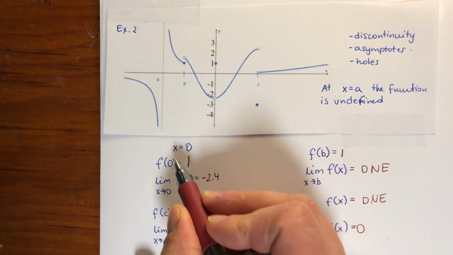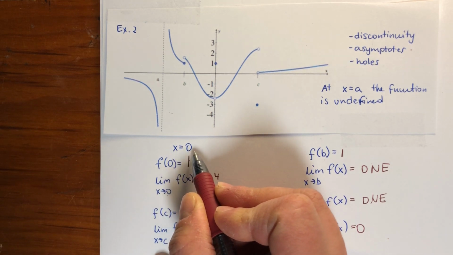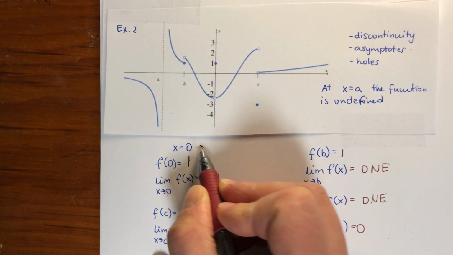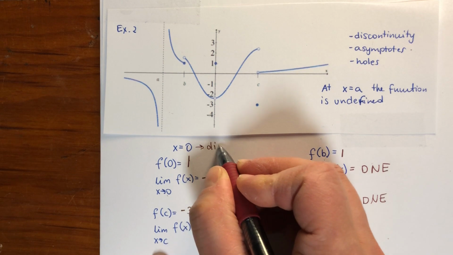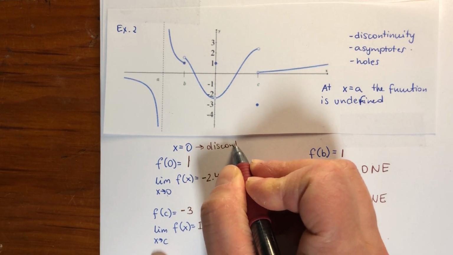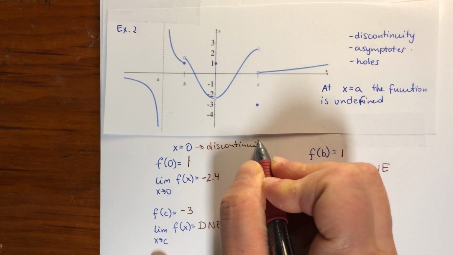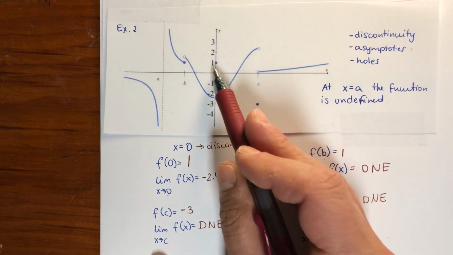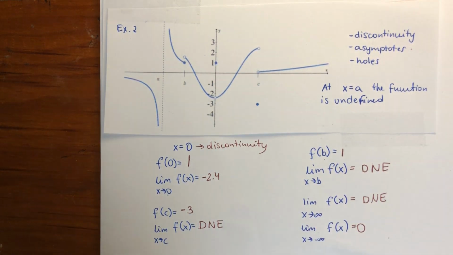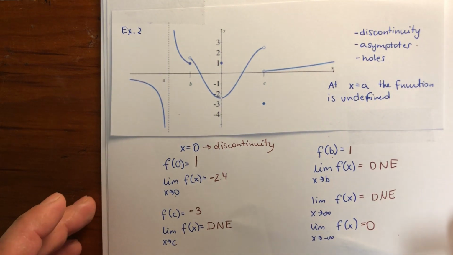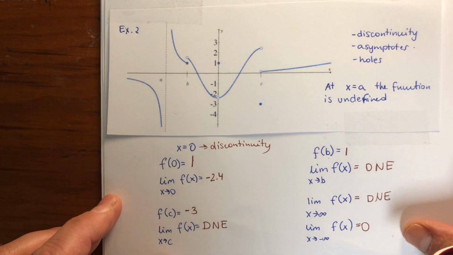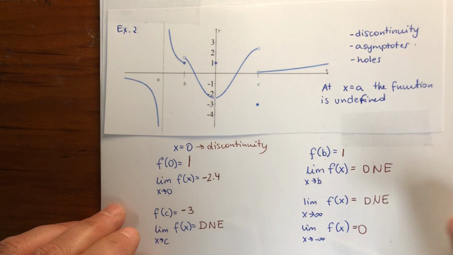Well, I did put that what is happening at x is equal to 0. At x is equal to 0, there's a discontinuity of the function. So that's something we can take a look at as well. But this is a really, really interesting example. You will have plenty of opportunity to practice those for homework.